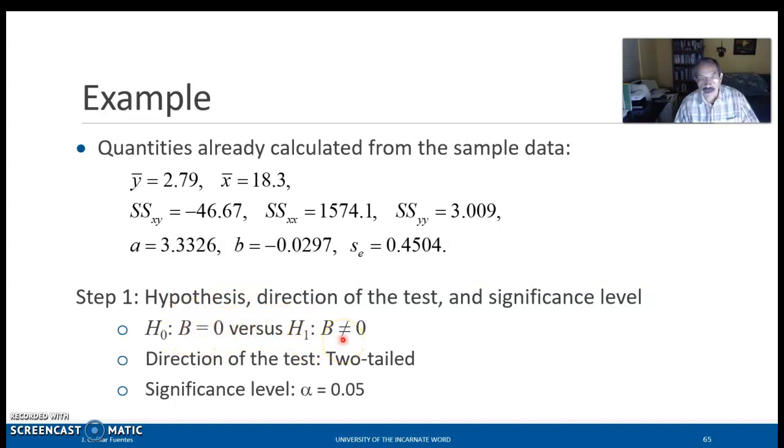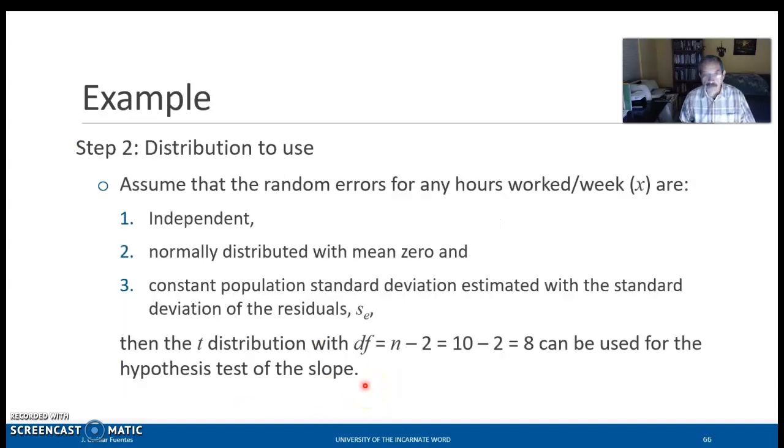All right, so step 1, the hypotheses are that the slope parameter is 0 versus the alternative hypothesis that the parameter is not 0. Because of the alternative hypothesis, we know that this is a two-tailed test and the significance level is 0.05.